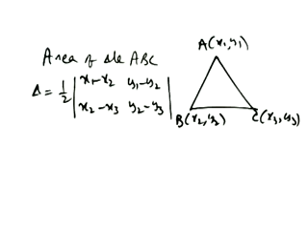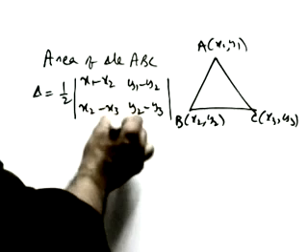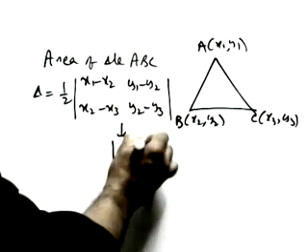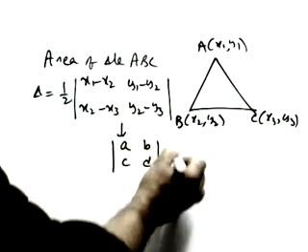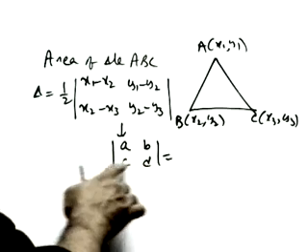What is the formula for the area of a triangle? Area of a triangle is given by delta equals half of mod of x1 minus x2, x2 minus x3, y1 minus y2, y2 minus y3. Delta is generally used to denote the area. Now what is this? This is called the determinant of the matrix A, B, C, D. How to solve this one?